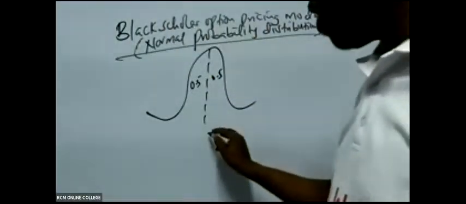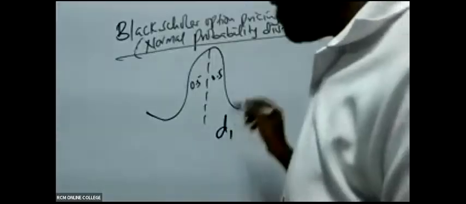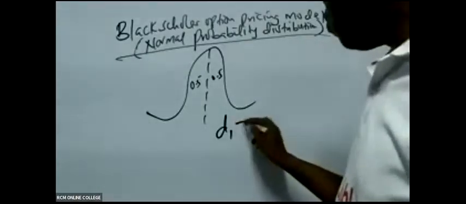Under Black-Scholes, you need to know how to get D1, and then you need to know how to get D2. There are two very important steps here. So how do we get D1 under Black-Scholes?